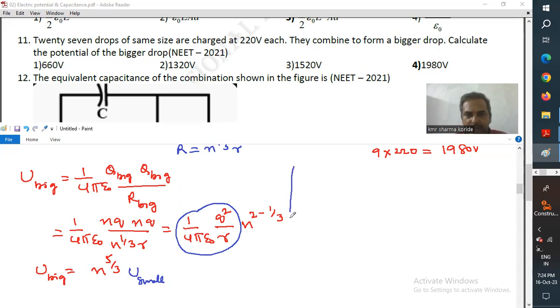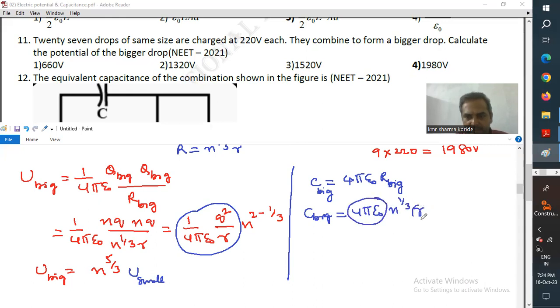You can also find out capacitance. Capacitance of a sphere is C equal to 4 pi epsilon naught R. Directly you can write R big. So this is the capacitance of the bigger drop. C big is equal to 4 pi epsilon naught, and just now you mentioned R big as N to the power of 1 by 3 with r. So this is the capacitance of the smaller drop. Therefore C big is equal to N to the power of 1 by 3 times the capacitance of the smaller. N value is given. So maybe you can also expect a question like match the following.